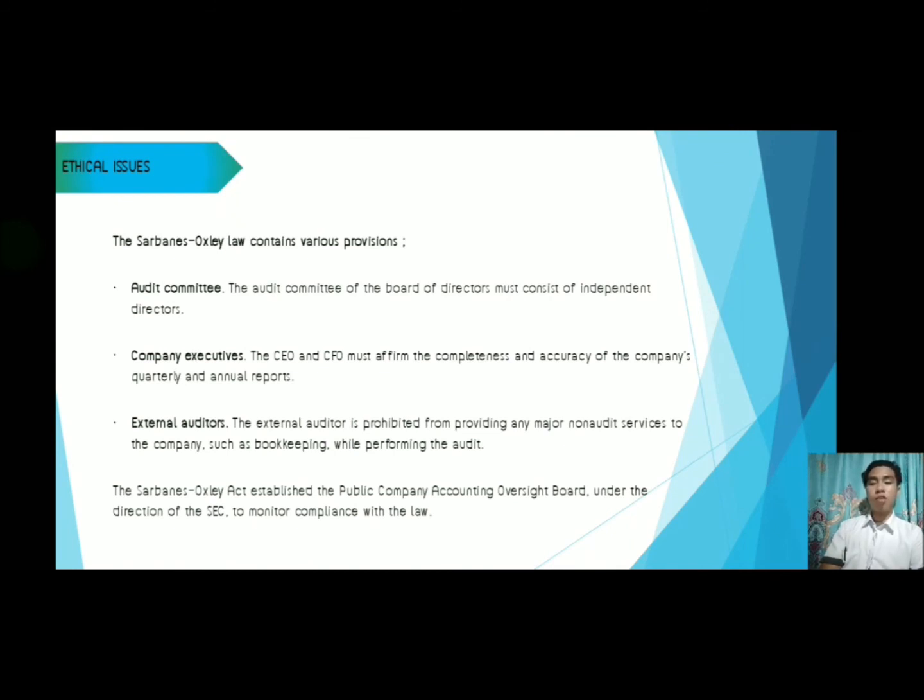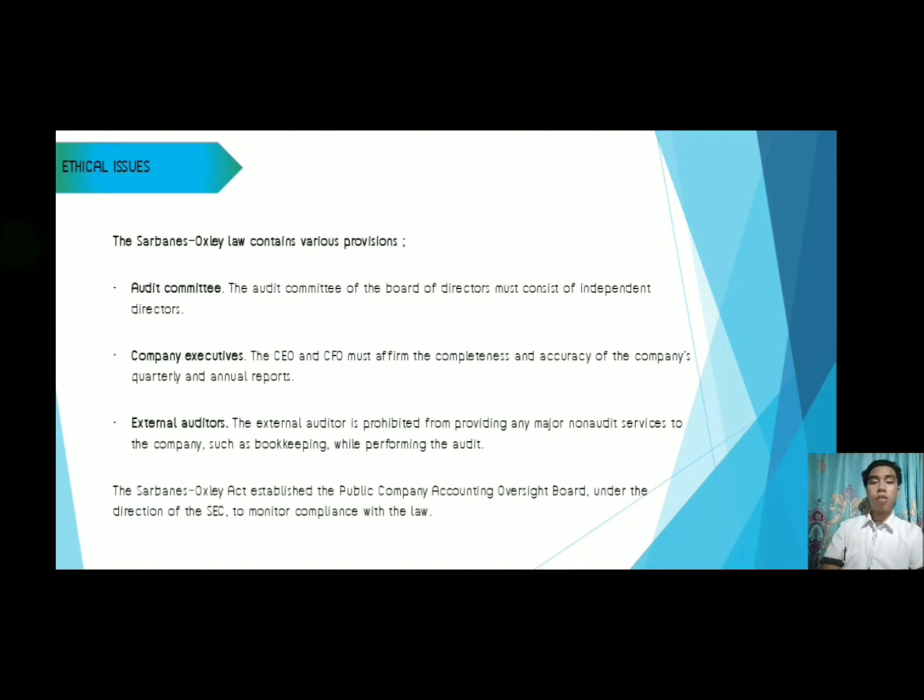Then company executives, the CEO and the CFO, must affirm the completeness and accuracy of the company's quarterly and annual reports. Certifying a report that does not conform to the law subjects that officer to a fine of up to $1 million and a jail sentence of up to 10 years.